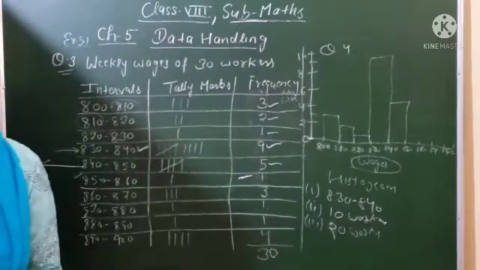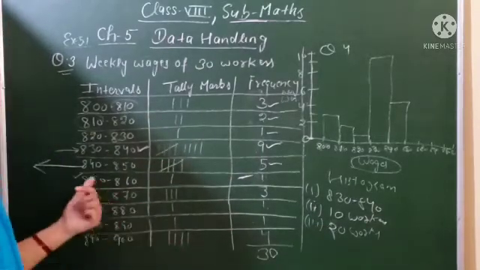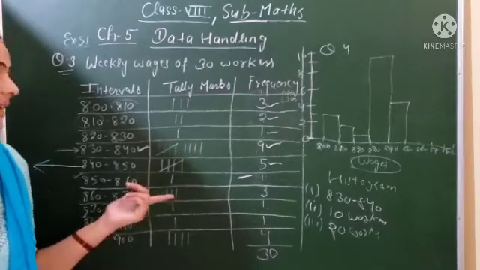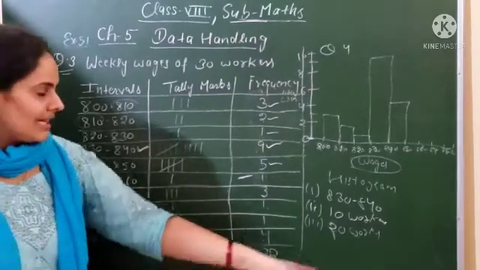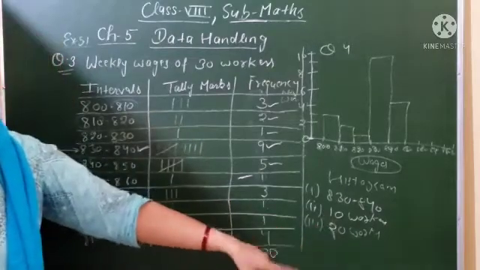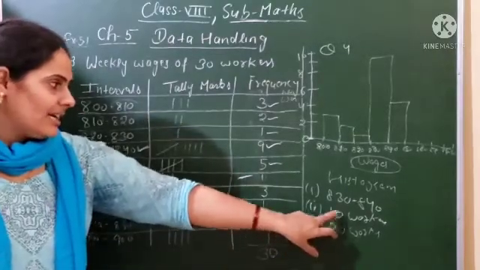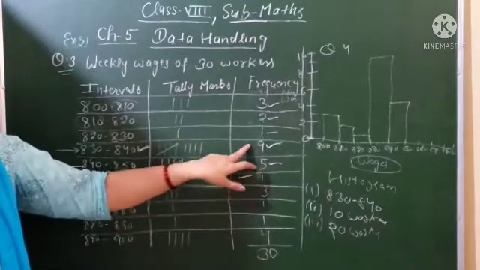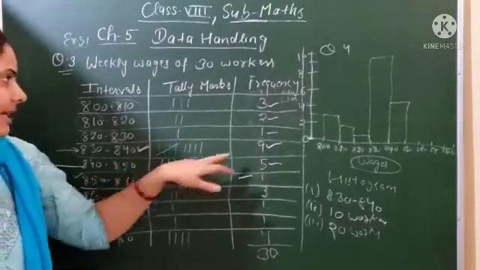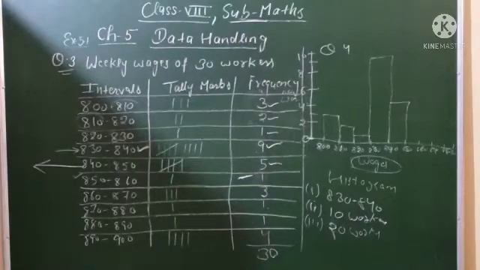So how many workers have less than 850 wages? 20 workers. How many workers have more than or equal to 850 wages? It is 10 workers. And what is the maximum number of workers? What is given in the first question? Yes, which group has the maximum number of workers? You can see in the frequency, the maximum number of workers is 9, and 9 is in the group between 830 to 840. So it is the grouping in between 830 to 840.